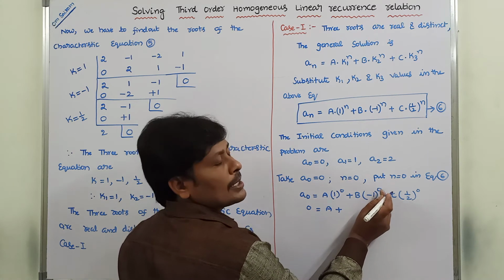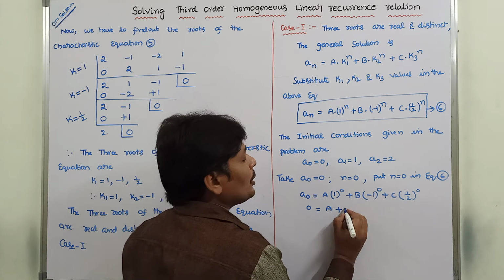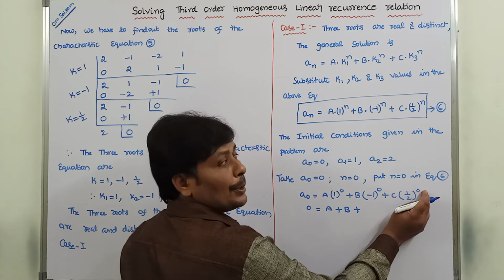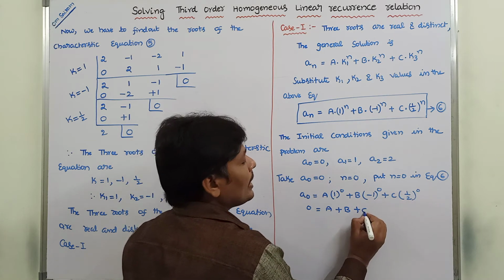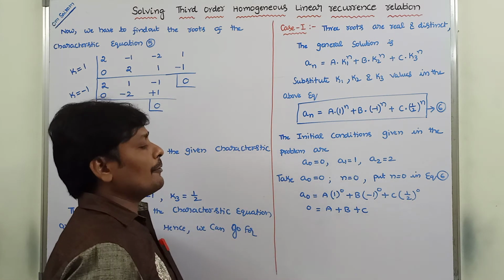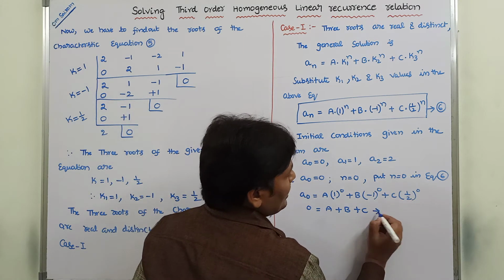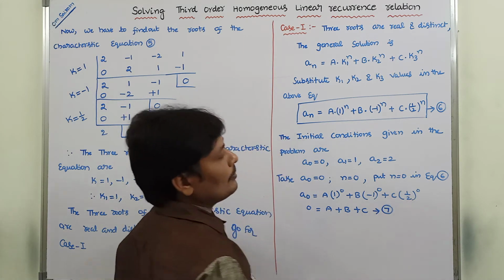So minus 1 power 0, that is 1, 1 into B is B, plus half power 0, that is 1, 1 into C, that is C. So therefore A plus B plus C is equal to 0. So that is equation 7.